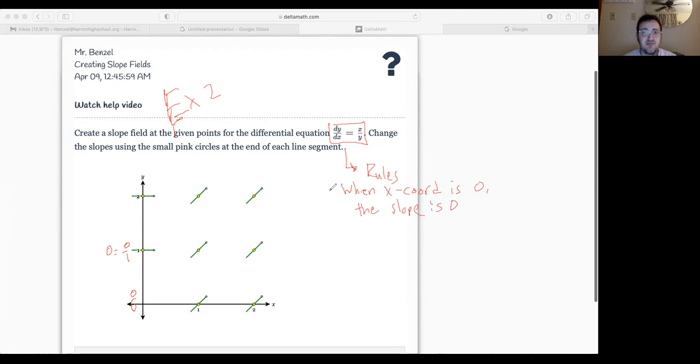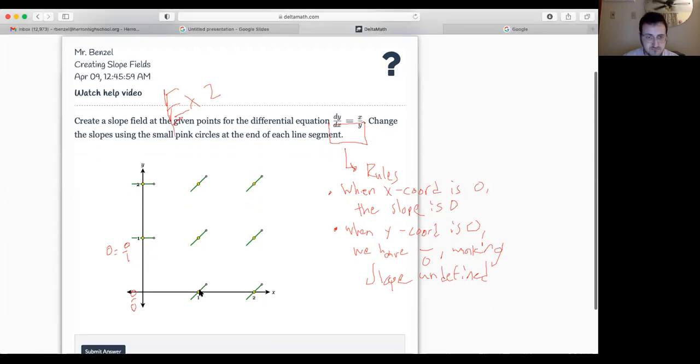All right. Another thing that we may notice is that anytime our y coordinate is 0, we get a divide by 0, making the slope undefined. So I'm actually just going to take my cursor and create undefined slopes, if it lets me. And I'm going to try to make them as vertical as possible. And then I can do the fractions for the other ones as well.